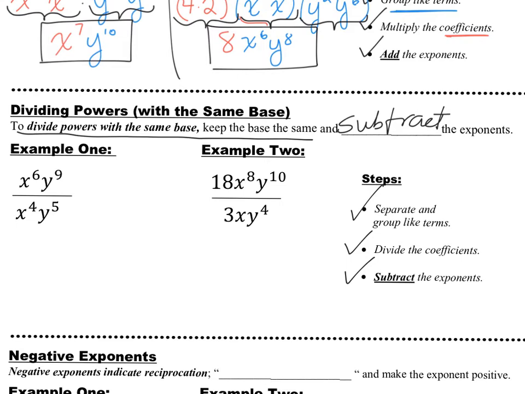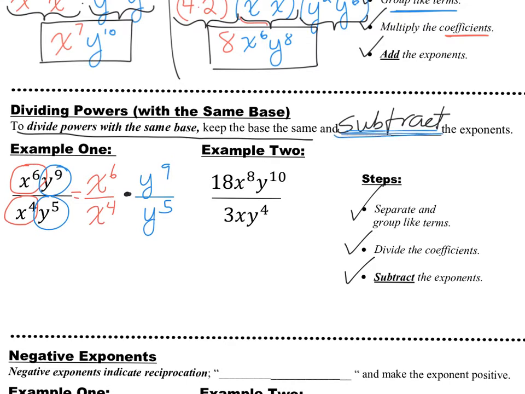So my like terms in this case are x to the sixth and x to the fourth. So if I regroup those, x to the sixth divided by x to the fourth, and then I'm going to multiply that by my other set of like terms, y to the ninth power and y to the fifth power. Now I'm ready to divide the coefficients. Remember, when I divide the coefficients, I subtract.